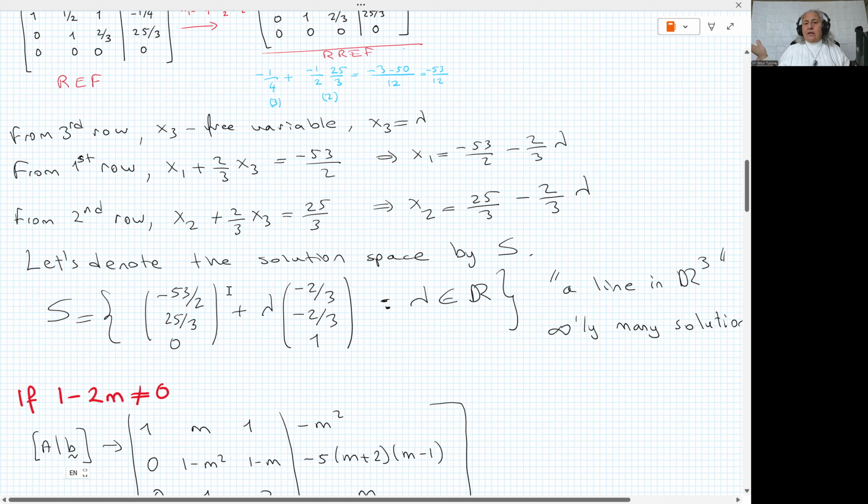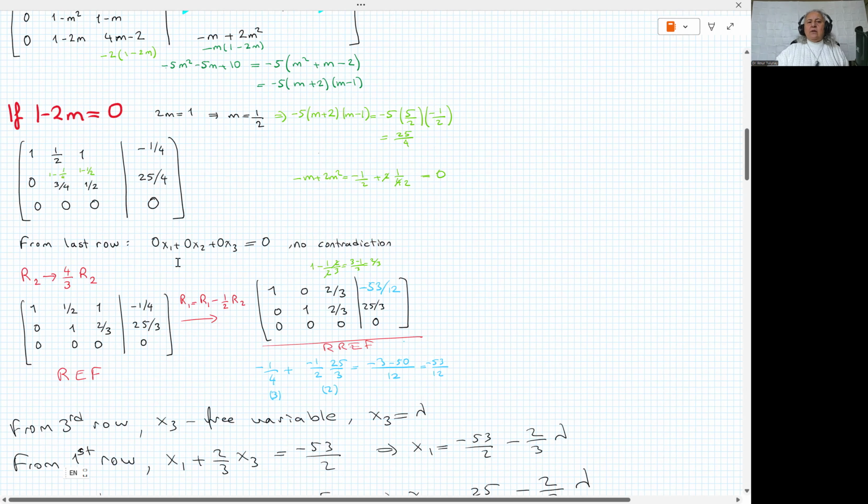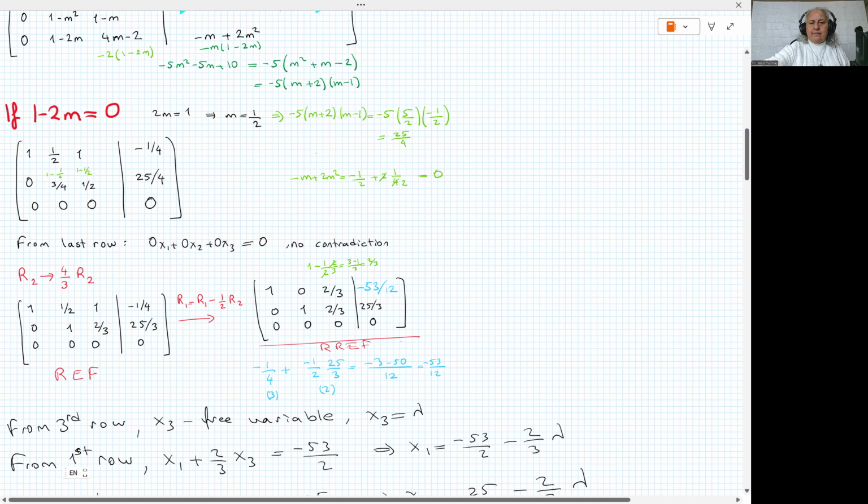It means that we have infinitely many solutions because lambda runs from minus infinity to plus infinity. We have infinitely many real numbers for each lambda, for all lambda. Then we have infinitely many solutions for this case. What was the case again? When we assume that 1 minus 2m is equal to 0, we found infinitely many solutions.